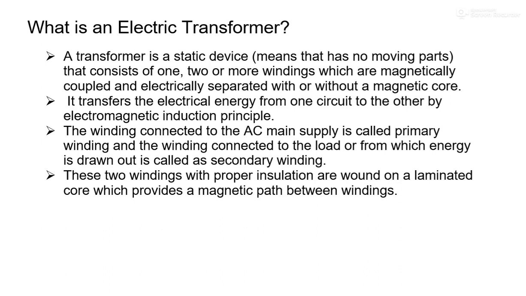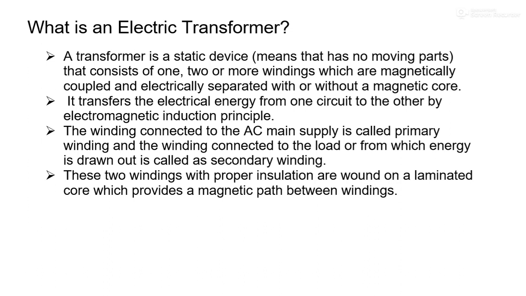So let's start with a basic question. What is an electrical transformer? What is meant by a transformer? A transformer is a static device. It means it doesn't have any moving part like a motor. There is a rotor in a motor, which is a moving part, but there is no moving part in a transformer. That's why this device is called static in nature.